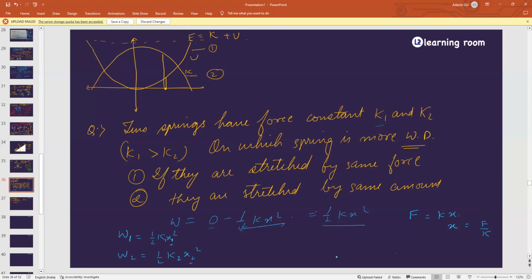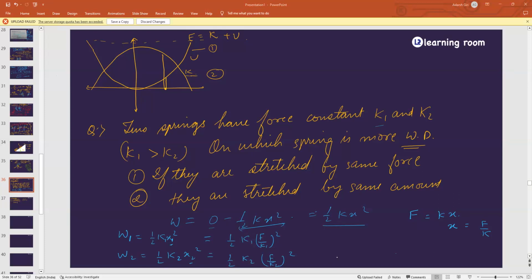Yes or no? Be quick. So if we replace it here, it will be half K1 times, instead of x1, F by K1, whole square. And in the second term, half K2 and F by K2 whole square. In both cases, I've written F only because this says that they have applied the same force. Right? Yes, sir.